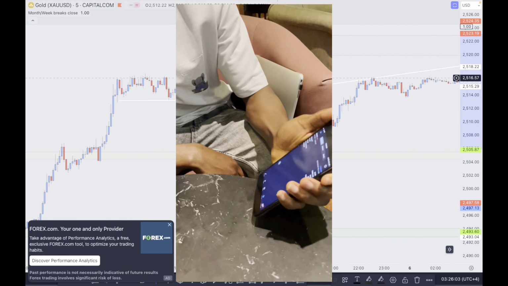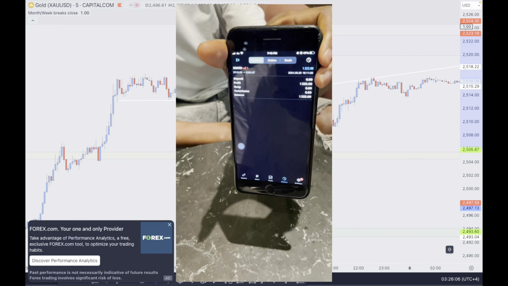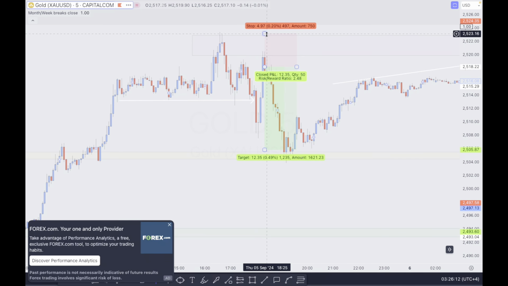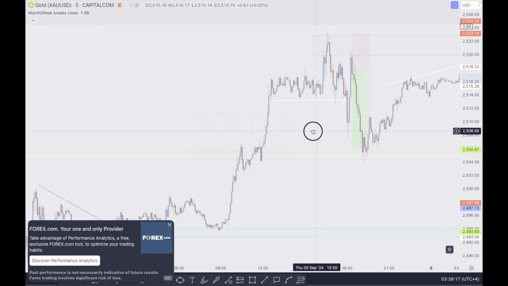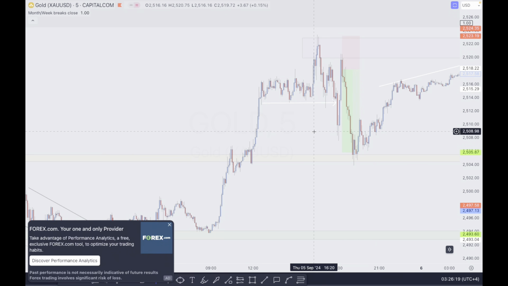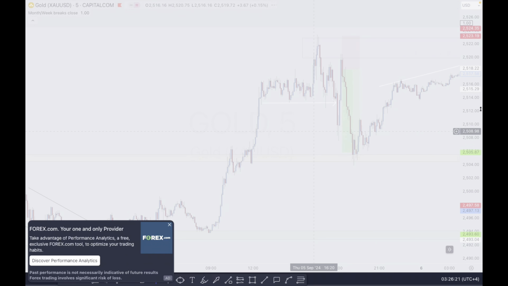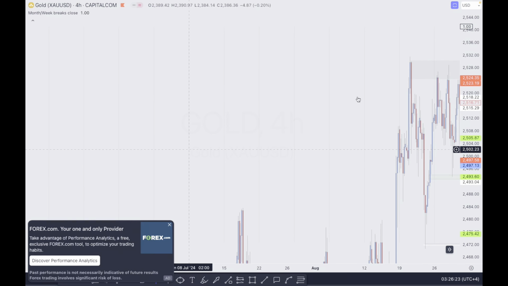So entry was 25.18 right here, 25.18.22, and TP was 25.05, right? So exactly at this level, entry right here, stop loss here, and then take profit was also smashed, right? So this was a very simple trade that we all looked at that time, and it was neatly executed, right?